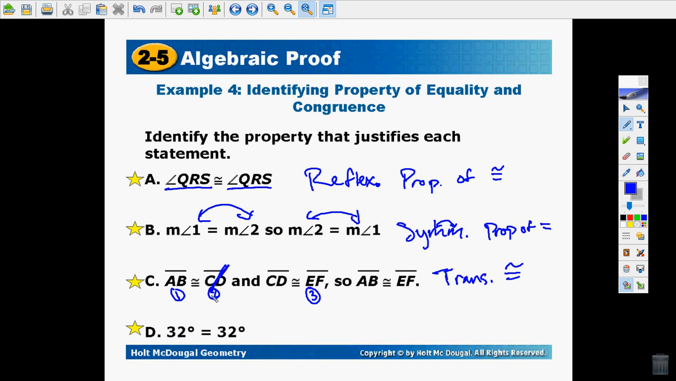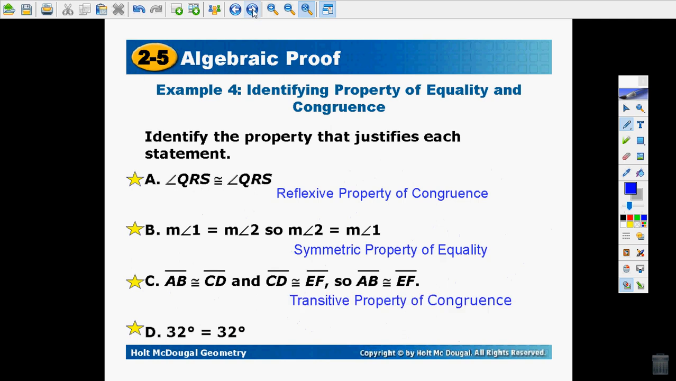We're eliminating the middleman. AB is congruent to CD, CD is congruent to EF, so let's skip through CD and go straight from AB to EF. And part D, 32 degrees is equal to 32 degrees. So 32 is looking in the mirror. He sees his reflection. This is the reflexive property, and it's not congruence. This one is equality.